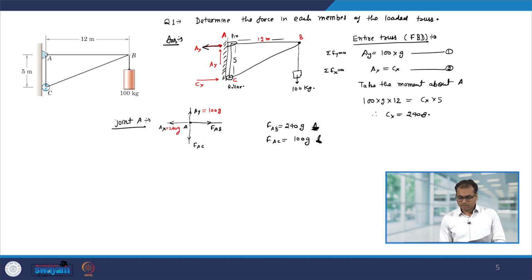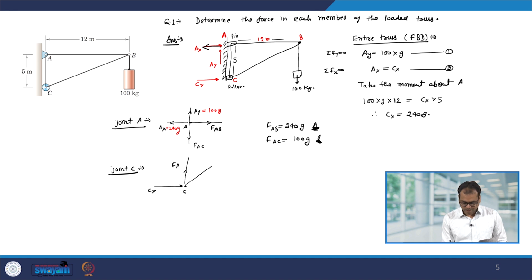Now, to further calculate the other forces, let us look at another joint. So, let me consider joint C. Let us see how many forces are acting at C. At C you will have a force Cx, then you will have a force which will act from C to B, and we will have a force which will act from C to A.